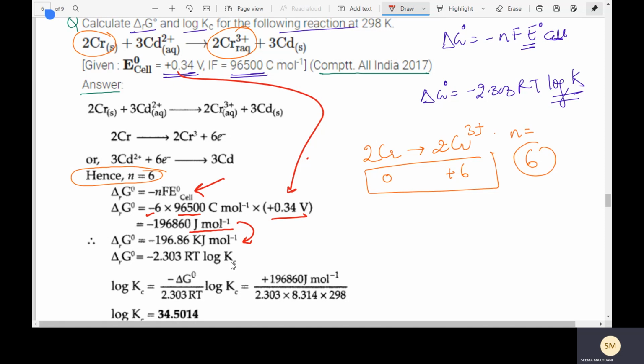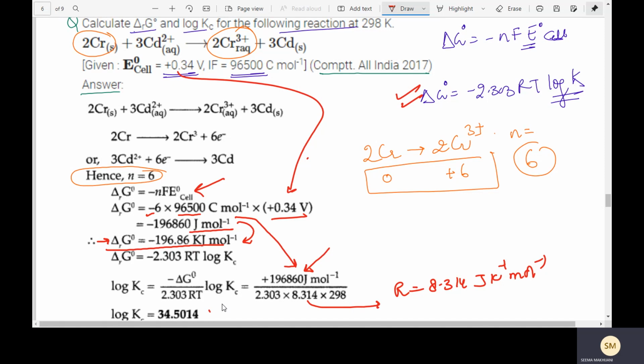So moving further ahead, delta G naught, as I said, that is the second formula you require, minus 2.303 RT log Kc. Now look carefully, beta, there was no need to do this. Why? Because the value of R is 8.314 joules Kelvin inverse mole inverse, so you are using joules only. This means this value is in joules, so you do not need to convert it into kilojoules for this particular question. Substituting the values, you will end up with the required answer and there are no units to be written, so that is your log Kc.